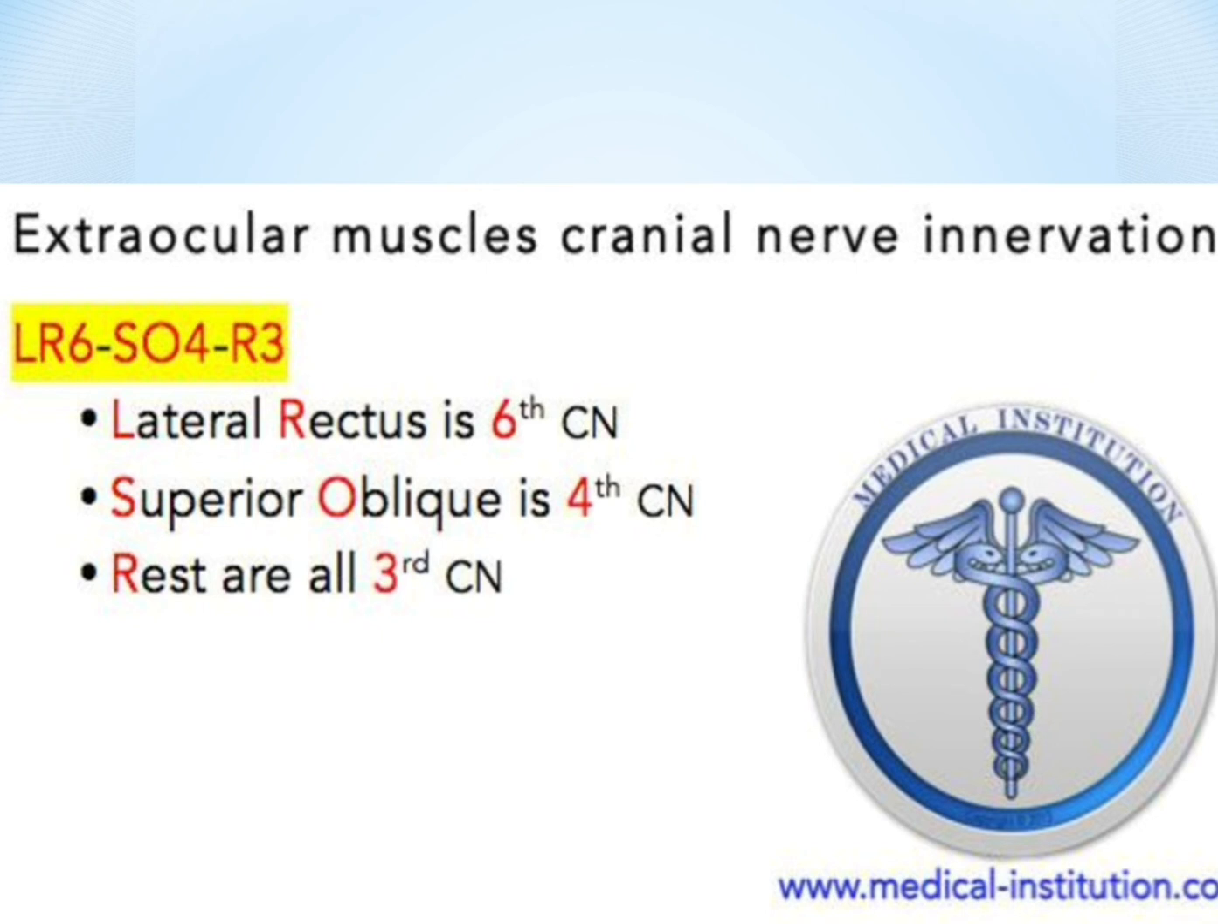Extraocular muscles, cranial nerve innervation. A mnemonic to remember the innervation: LR6 SO4 R3. LR6 means lateral rectus is innervated by the 6th cranial nerve, superior oblique is innervated by the 4th cranial nerve, and the other extraocular muscles are innervated by the 3rd cranial nerve.